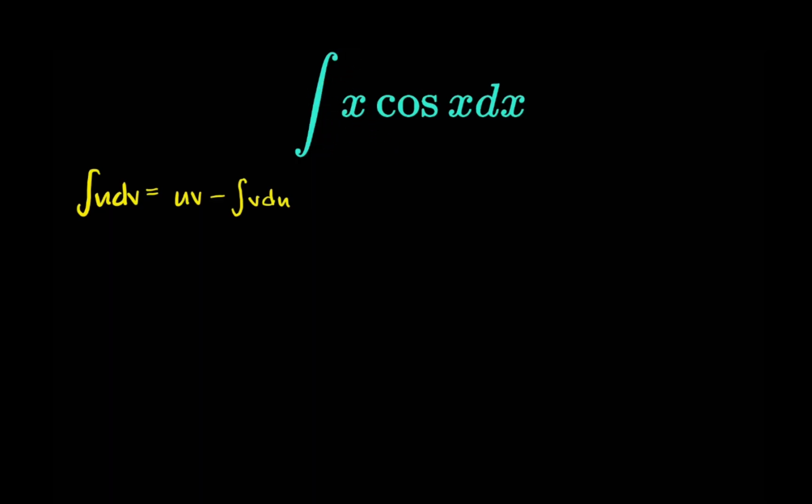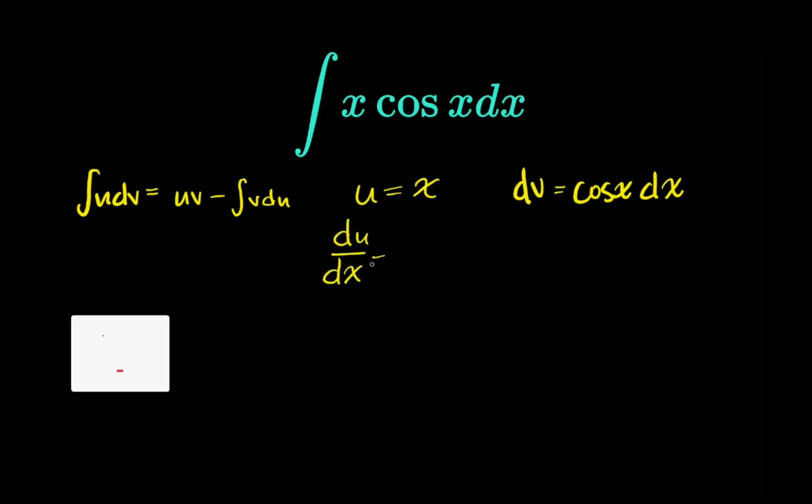We need to find the integral of x cos x dx. So we need to identify the u, the dv, the v, and the du of this question. If we let our u equal x and our dv equal to cos x dx, then we can solve for du here and v with this one. We can solve for du by dx by integrating both sides with respect to x, and then we isolate du on its own.